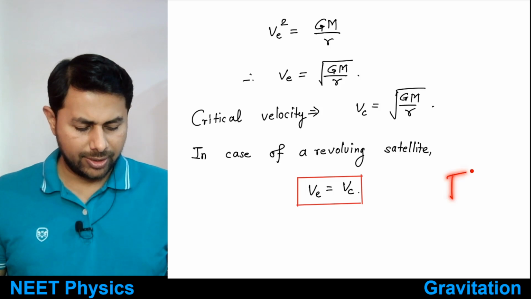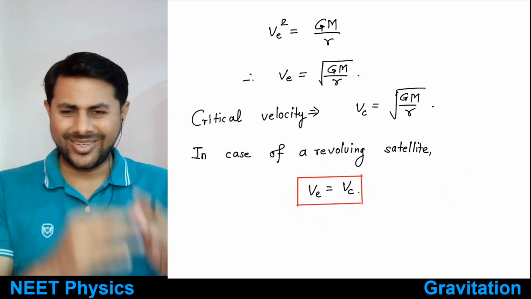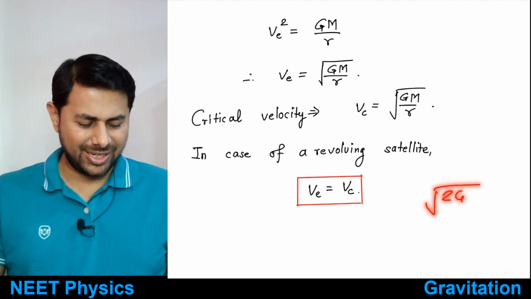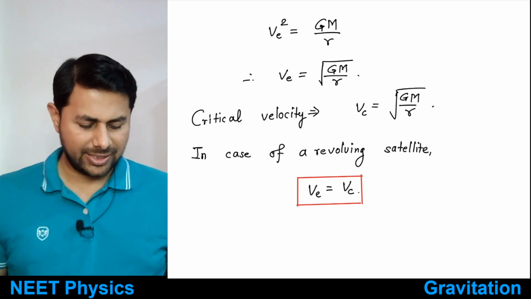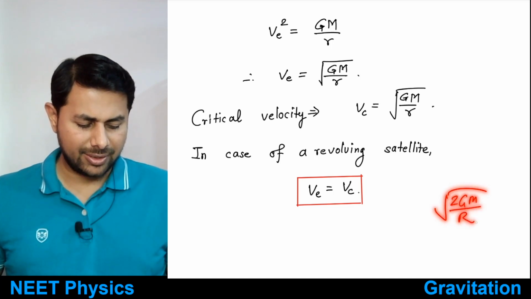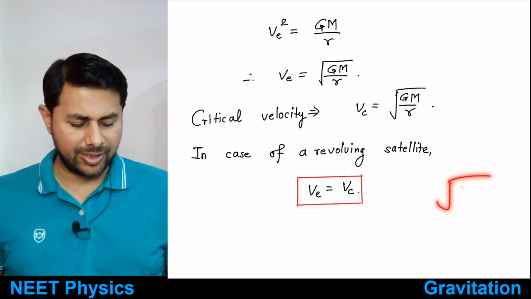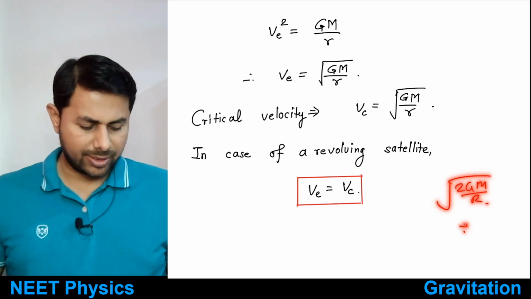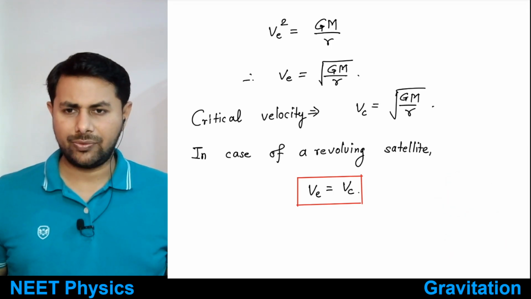Then what is escape speed on Earth? Here you should not get confused. What is escape speed for a satellite which is steady on Earth's surface? It is square root of 2GM over r. And what is the escape speed for a satellite which is revolving closer to Earth's surface? Sorry, square root of GM over r. So if the satellite is steady on Earth's surface, then escape speed is square root of 2GM over r. If the satellite is revolving closer to Earth's surface, then escape speed is just square root of GM over r. This thing is clear, everyone?